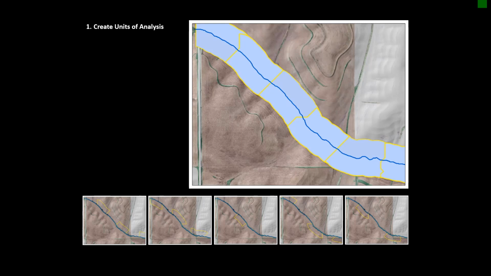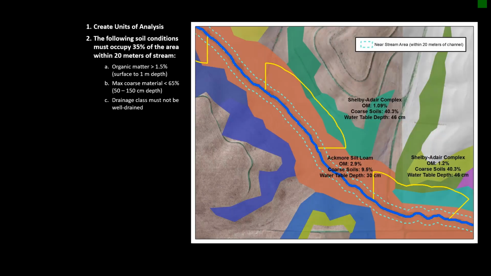So the first step is to create our units of analyses, and this is going to be the 90-meter buffer around the stream reach. Again, extra processes are done to make sure that none of these buffers overlap one another. The next step is to look at soil conditions within these 90-meter buffers. The following soil conditions must occupy 35% of the area within 20 meters of the stream. The user can vary this percentage from 25 to 75%.